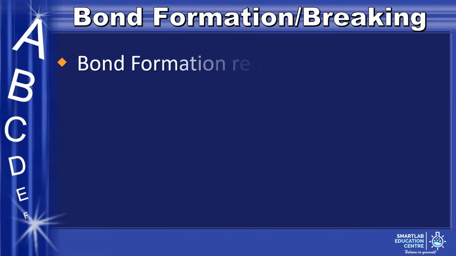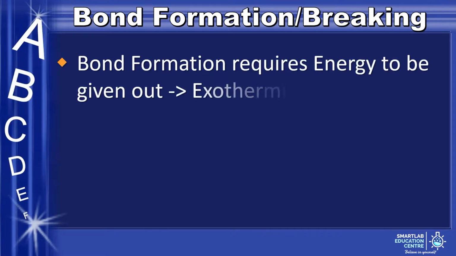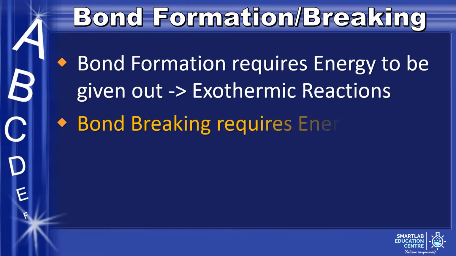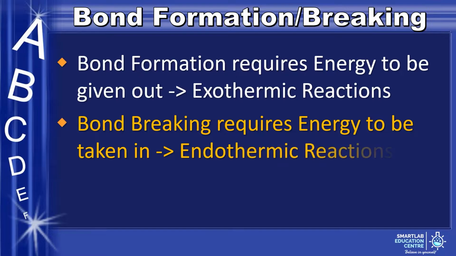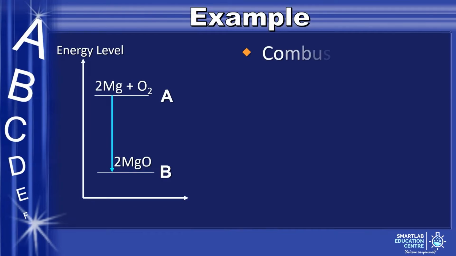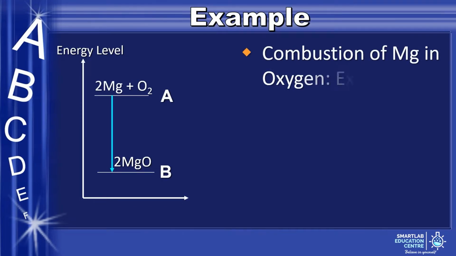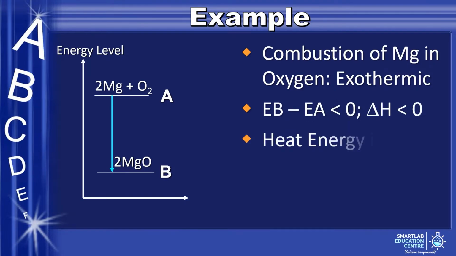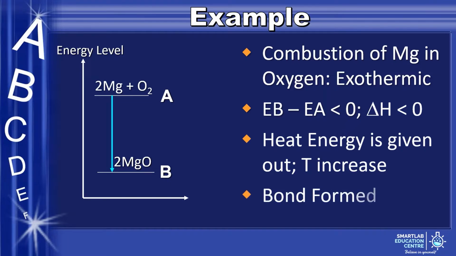Bond formation requires energy to be given out, and hence it is an exothermic reaction, while bond breaking requires energy to be taken in and hence it is an endothermic reaction. An example is the combustion of magnesium and oxygen. This reaction is exothermic as seen in the diagram, and since heat energy is given out, temperature increases and bonds are formed.